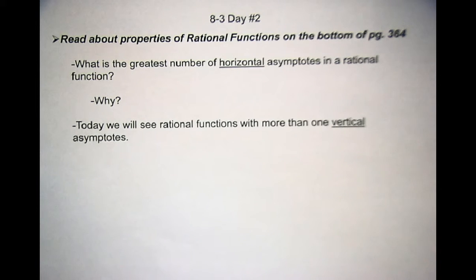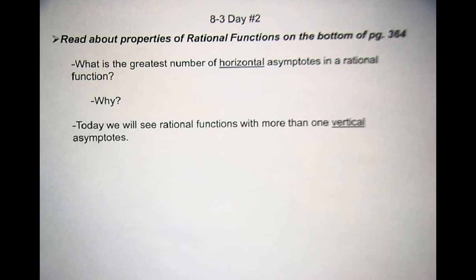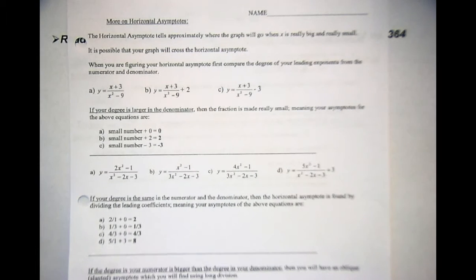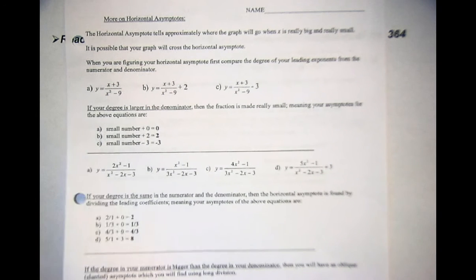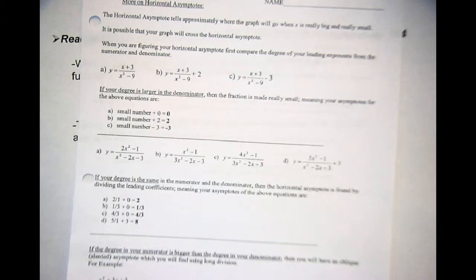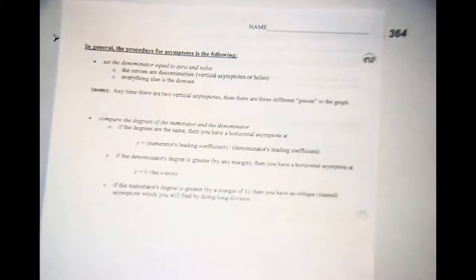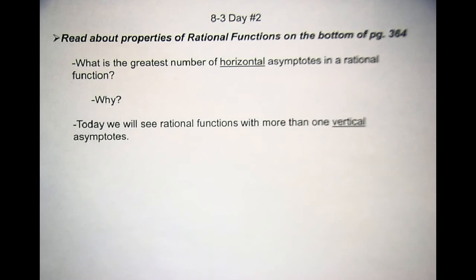Okay, so on the way in today, you should have picked up this one that talks more about horizontal asymptotes. I want you to read about the properties of rational functions on page 364. I'd prefer right now you read about this. I've tried to make it even more clear right here for you. If you'll read through the front of this page, ignoring the problems I've given you to try, and the back of this page, that'll help guide you a bit today. So go ahead and read that right now.